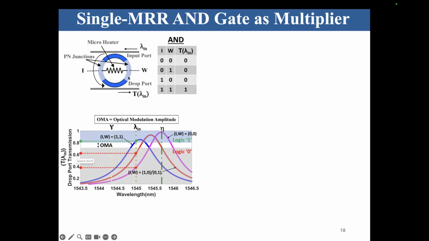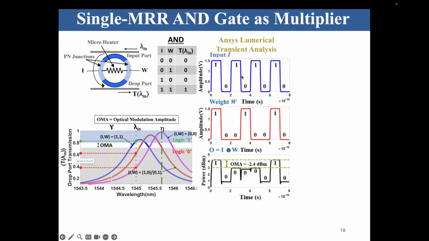And when you apply the input operands I and W, of course, you will have blue shift in the resonance. So when either I or W is one, you end up having the resonance at this position. If both of them are one, you end up having resonance at this position. And lambda in is the carrier wavelength. With respect to the carrier wavelength, if you look at the transmission, you would see that it follows the AND gate functionality. We did extensive, experimentally validated simulations to look at this.